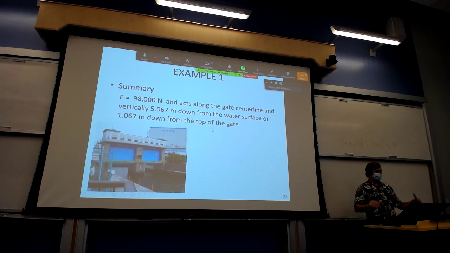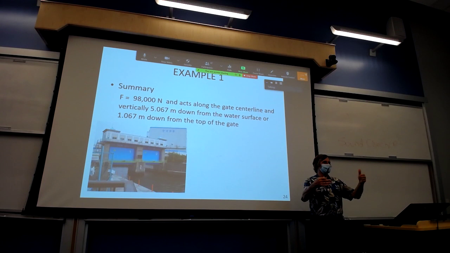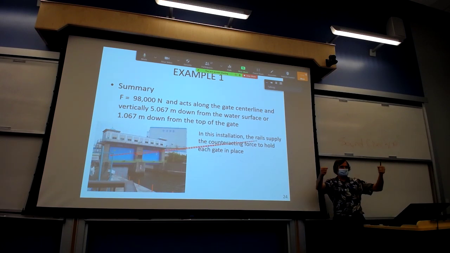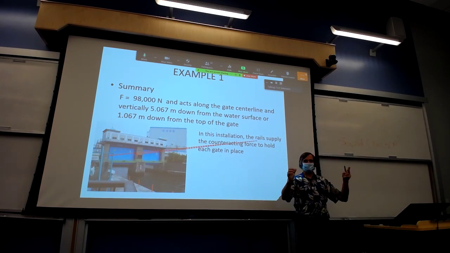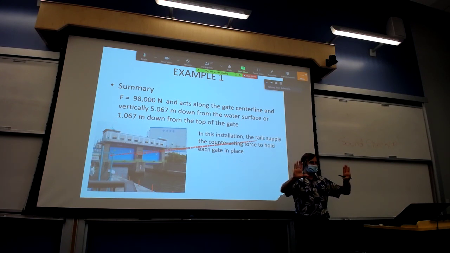So this was the system we were looking at, right? What holds that gate in place? Just put it in the water and it just stays there, right? So in this example, you have these rails that the gate is sliding up and down between. And so the rails are providing a counterbalancing force. That's what holds the gate in place.